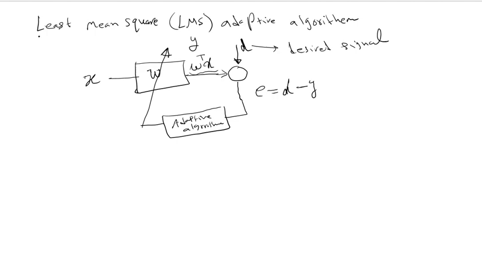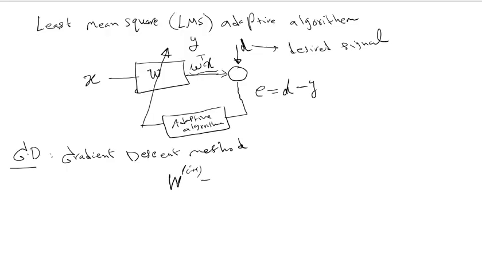And what is the update rule for W? We use the gradient descent method. How does it work? W new, for example W i plus 1, equals W i minus mu times the gradient of the loss function at W i. This is the gradient descent method.